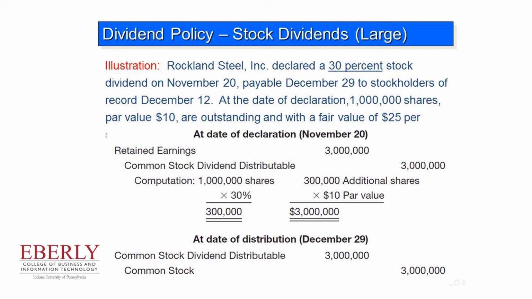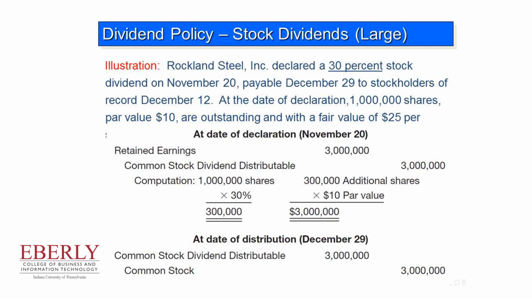So how many shares are now going to be paid out as dividend? 30% of a million, which is 300,000 shares. And then what is the amount that we are going to associate with these 300,000 shares? It's going to be the par value. So take 300,000 shares times the $10 per share par value, and you have the amount of the dividend, which is $3 million.